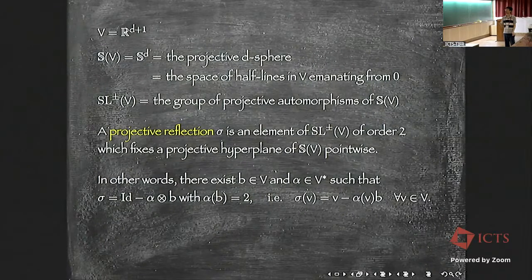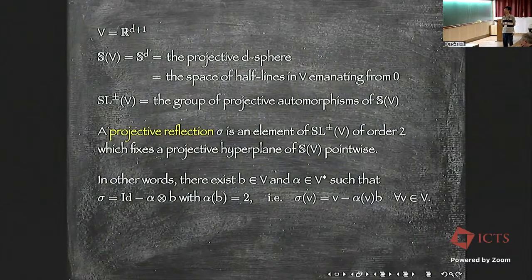So now I define the reflections. This is the generalization of the hyperbolic reflections. Here the projective reflections are simply the involutions which fix a projective hyperplane. Involutions can of course fix a lower dimensional subspace, but when I say reflections, it should fix a hyperplane, codimension 1, right?